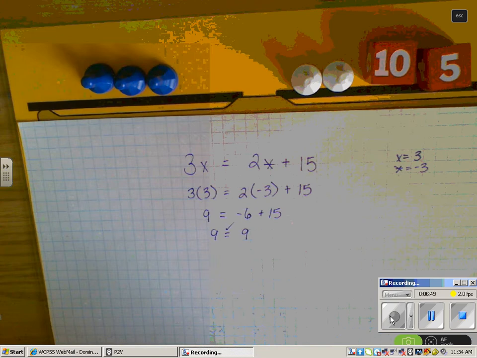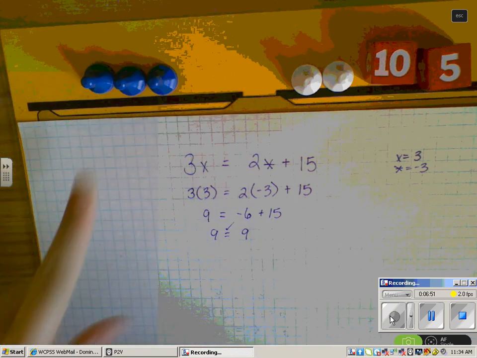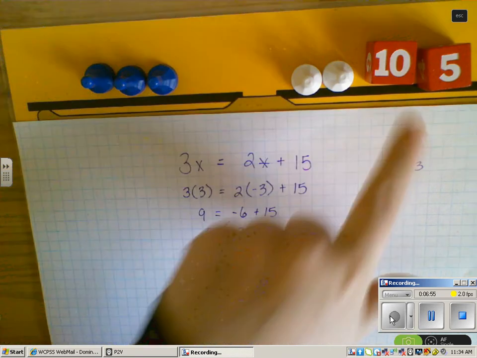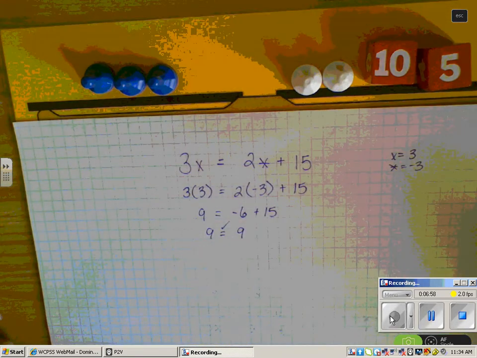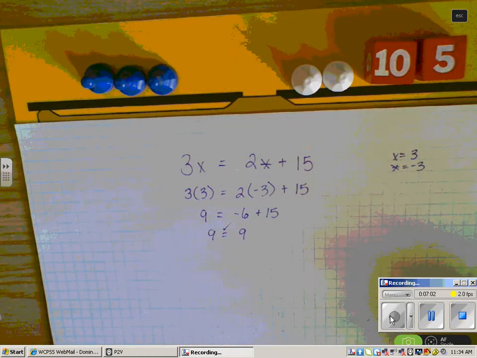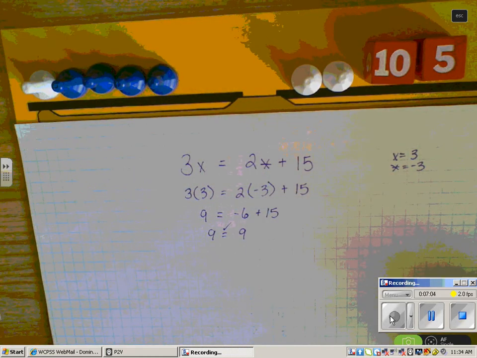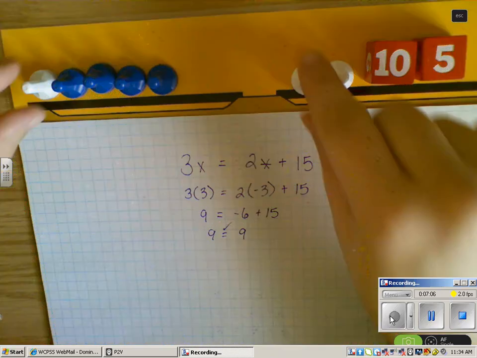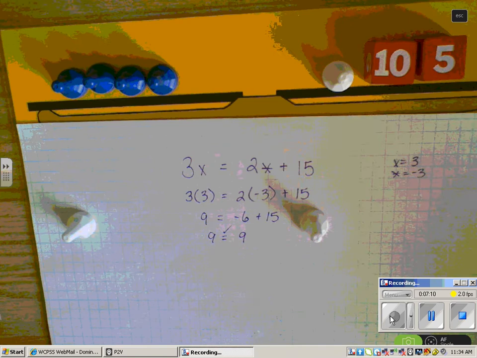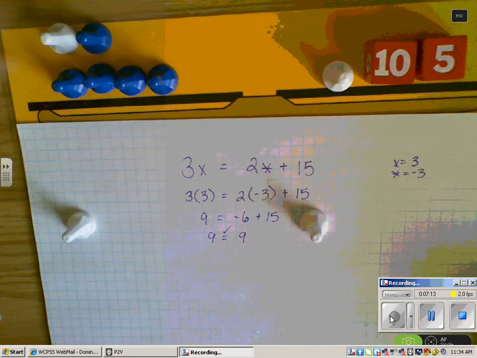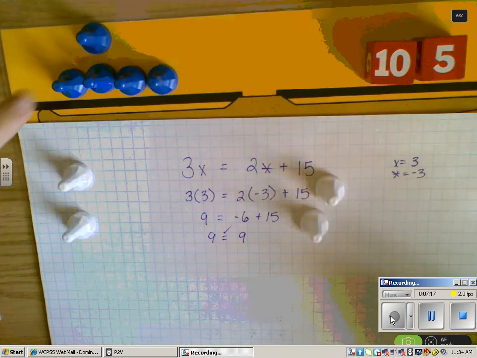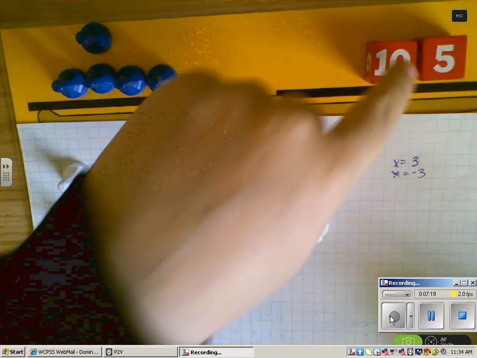Okay, this equation was a little bit different. We have 3x equals 2 star plus 15. We have to add our zeros to be able to use our legal moves. But this one, by adding only 1 zero, I'm only able to take away one of the stars. I can add another 0. Were you able to figure that out? So now I can take away the other star. And I'm left with 5x equals 15.